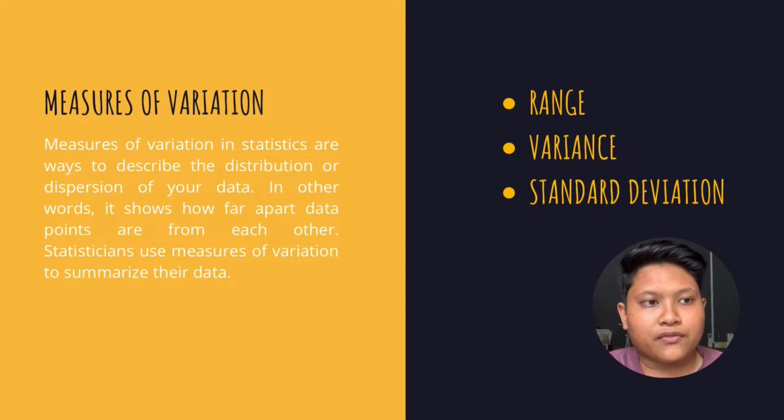A measure of variation in statistics is a way to describe the distribution or dispersion of your data. In other words, it shows how far apart data points are from each other. Statisticians use measures of variation to summarize their data.